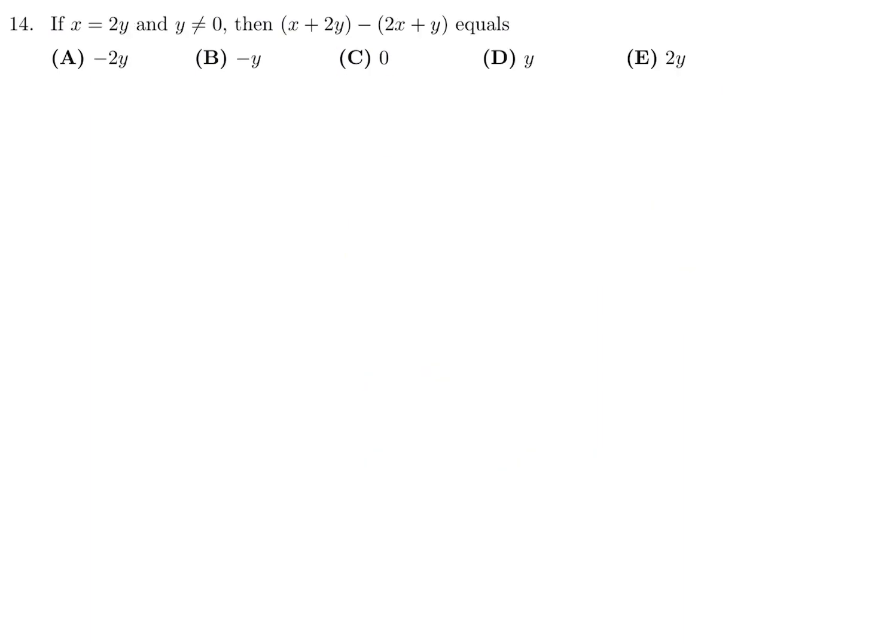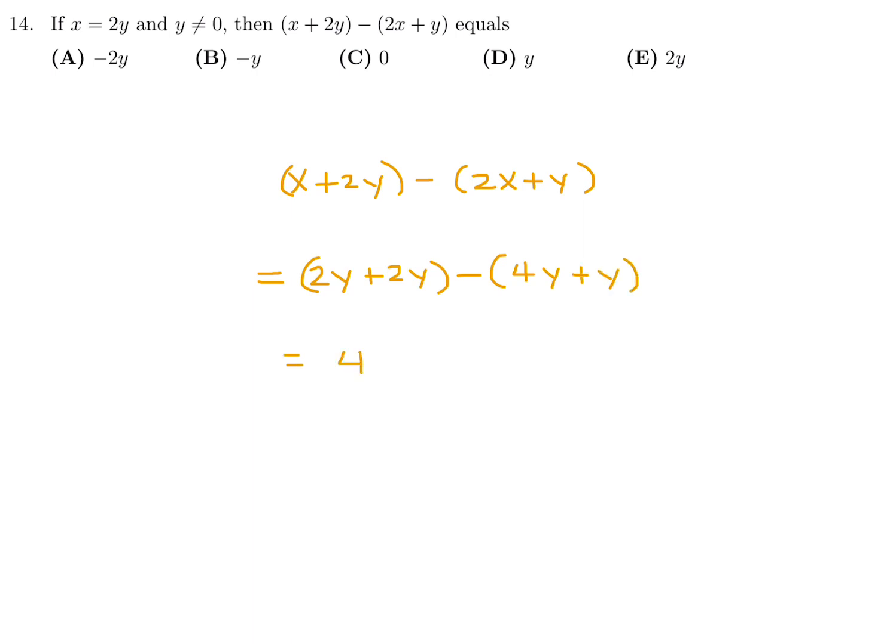If x is equal to 2y and y does not equal 0, then what is x plus 2y minus 2x plus y? Well, we can substitute x equals 2y, so that makes it 2y plus 2y. And then 2x, well, x is 2y, so that's going to be 4y plus y. So this is 4y minus 5y, and that is just negative y. So number 14, the answer is B.